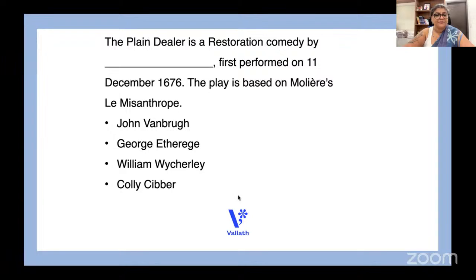Okay, Ankita. The Plain Dealer is a restoration comedy by dash, first performed on 11th December 1676. And this play is based on Moliere's Le Misanthrope. So, who wrote this comedy? Is it by John Vanbrugh, George Etherege, William Wycherley, or Colley Cibber? So, it's a play by William Wycherley.